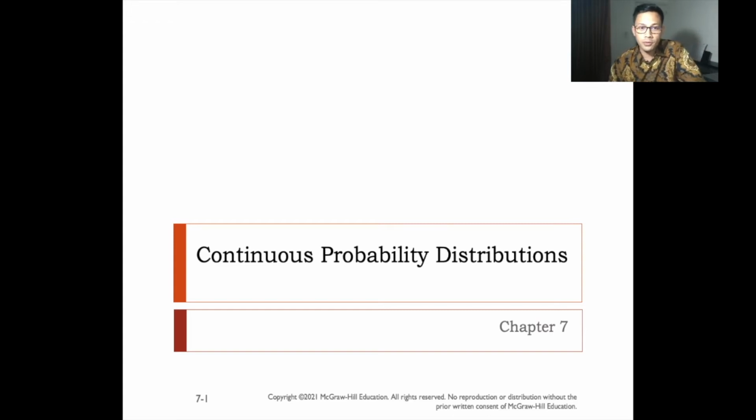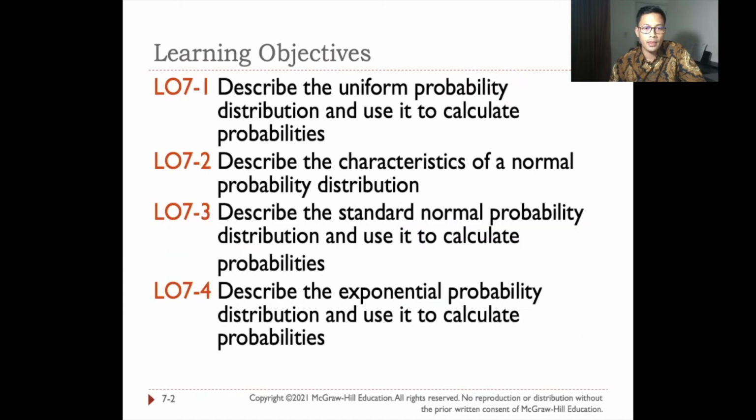Okay, students, welcome back to the second part of a two-part lecture on probability distributions. We're going to learn about three continuous probability distributions: the uniform probability distribution, the normal probability distribution, and the exponential probability distribution. Let's start.